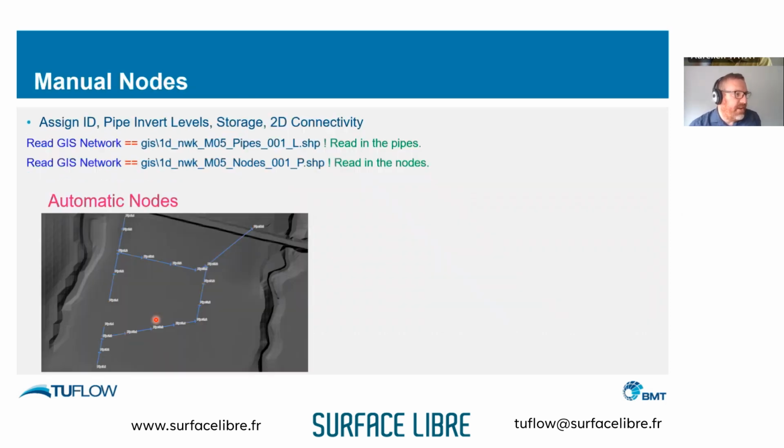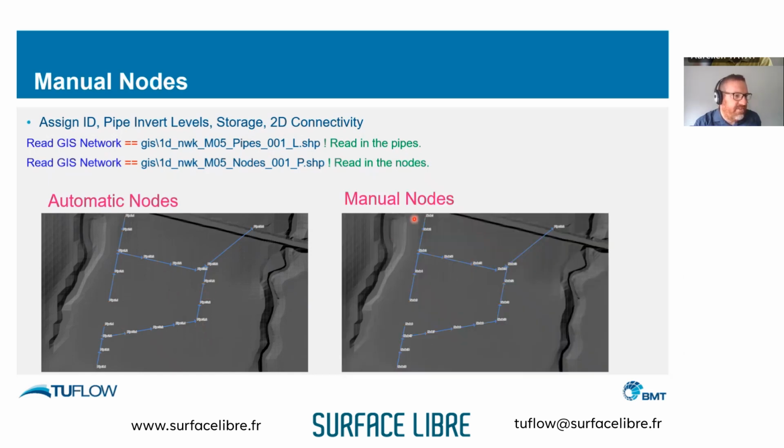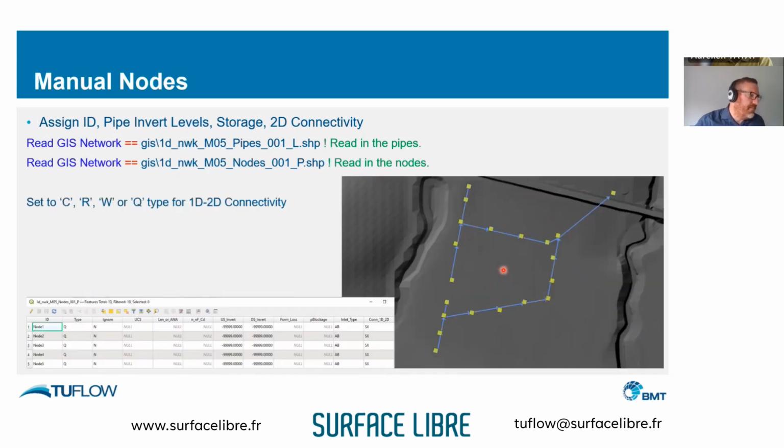We can add in manual nodes. So there's a couple of reasons you might want to do that. So these are the nodes that get generated automatically. The name is based on the pipe. So in this instance, I've just called them pipe 1, 2, 3, 4, 5, etc. However, in this instance, I'm just using a definition of nodes just to change the name of the nodes, just to make it easier for me to work out what's going on.